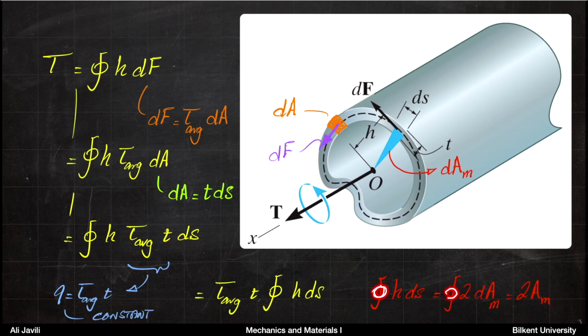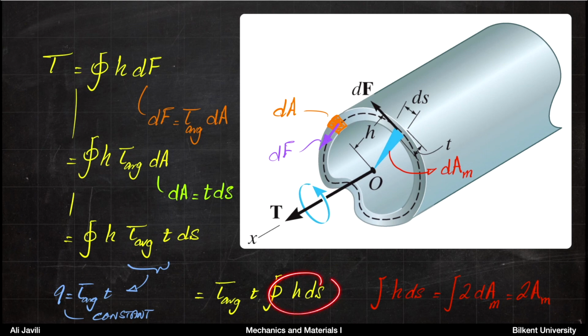would be 2 times the integral of dAm, assuming that dAm is the area of this triangle, which makes perfect sense. Now h is the height of that triangle, ds is the base of that triangle. So h ds would have been the area of the rectangle that we have here. But you know the area of the triangle is 1/2 of that. So the area of that triangle is 1/2 of h ds. And therefore h ds is 2 times dAm, and that integral of h ds is 2 times Am.